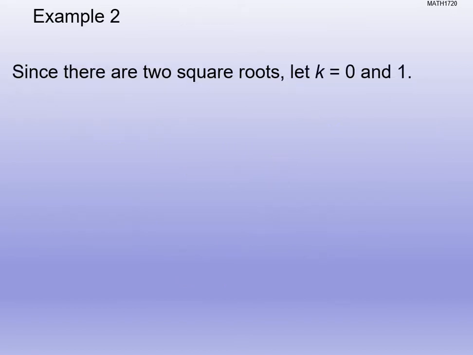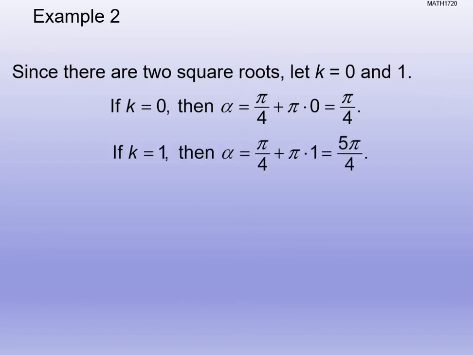Okay, so there are 2 square roots. We're going to let k equal 0 and k equal 1 because there are 2 square roots. If k is 0, alpha is going to equal pi over 4 plus pi times 0, which is just pi over 4. If k is 1, alpha is going to be pi over 4 plus pi times 1. Then we have to change pi into 4 pi over 4, so we end up getting 5 pi over 4 for our alpha.